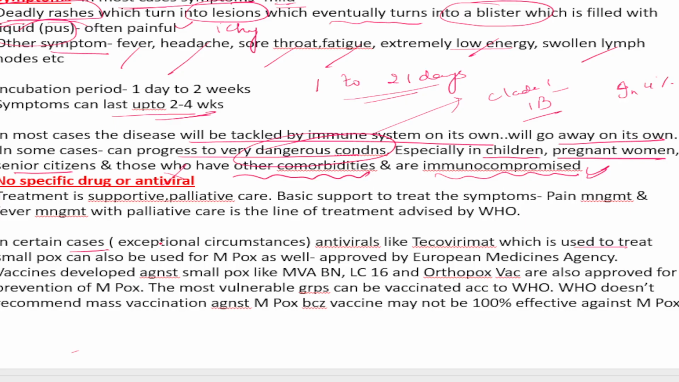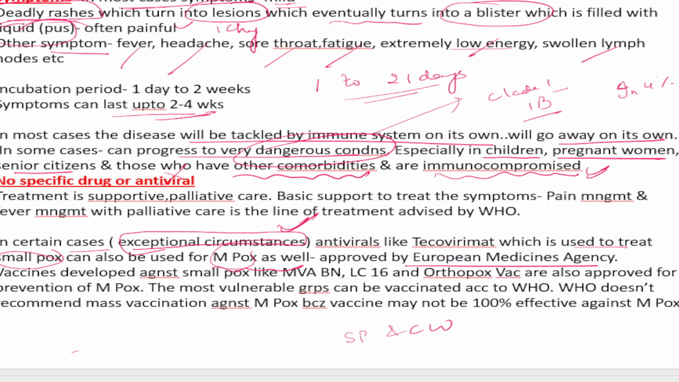Now in certain cases, that is in exceptional circumstances, antivirals like tecovirimat, which is used to treat smallpox, can be used for monkeypox as well. Since the virus belongs to the same family as smallpox and cowpox, the antivirals used to treat smallpox can be used in case of monkeypox as well in exceptional circumstances, and it has been approved by the European Medicines Agency.